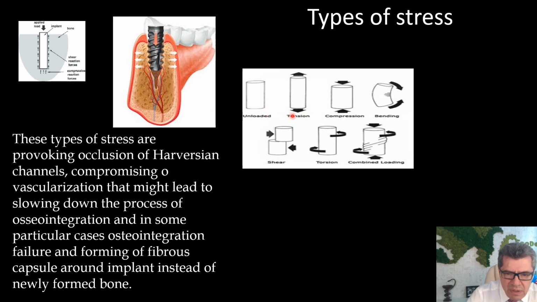We have different types of stress, as you can see in this picture. This stress keeps provoking occlusion of the haversian channels and compromising vascularization, which might slow down the process of integration. In some practical cases, integration fails and a fibrous capsule forms around the implant instead of newly formed bone.